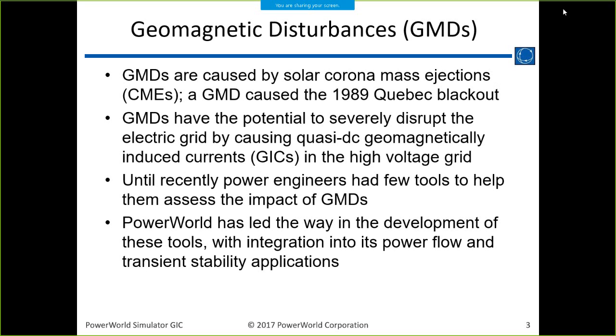So GMDs are naturally occurring phenomena. They're caused by solar coronal mass ejections, or what we call CMEs. So they come off the sun. A pretty big one occurred in 1989, and that caused the Quebec blackout. The concern with these is they have the potential to disrupt grid operations and perhaps damage high voltage equipment by causing what we affectionately call GICs, which are geomagnetically induced currents. So we'll be talking about GICs and how you calculate GICs quite a bit.